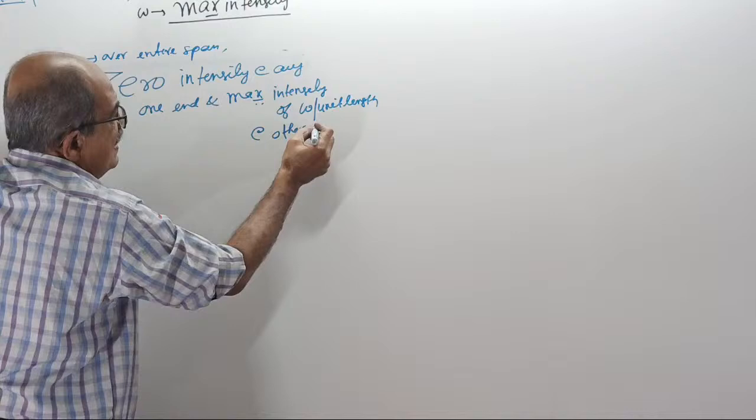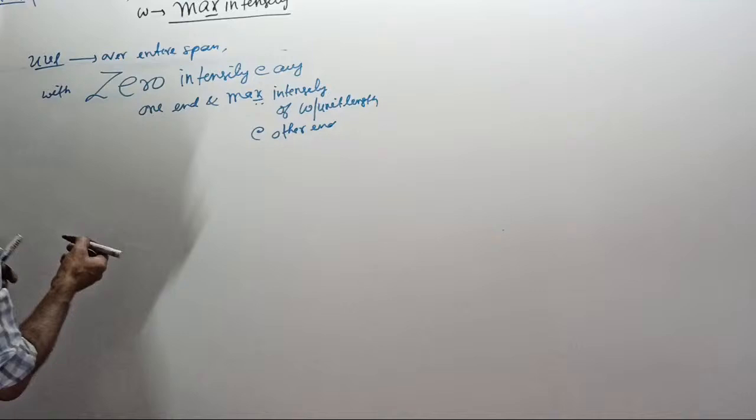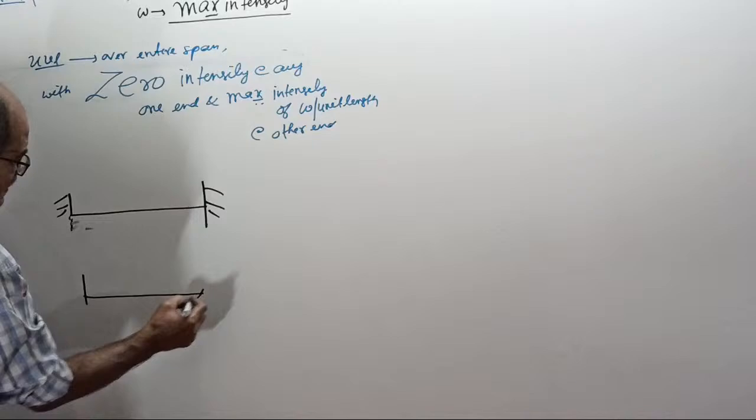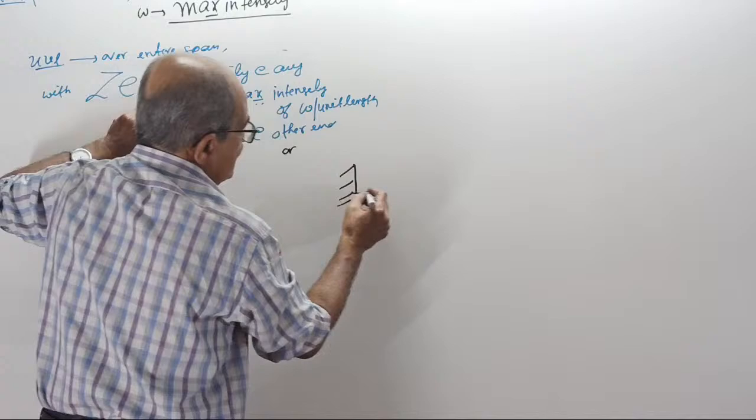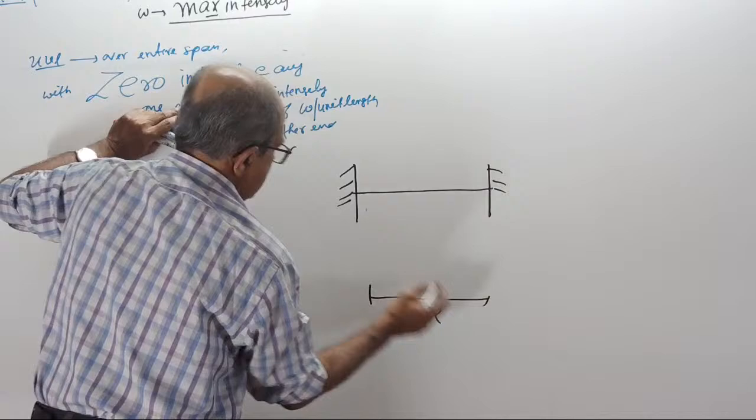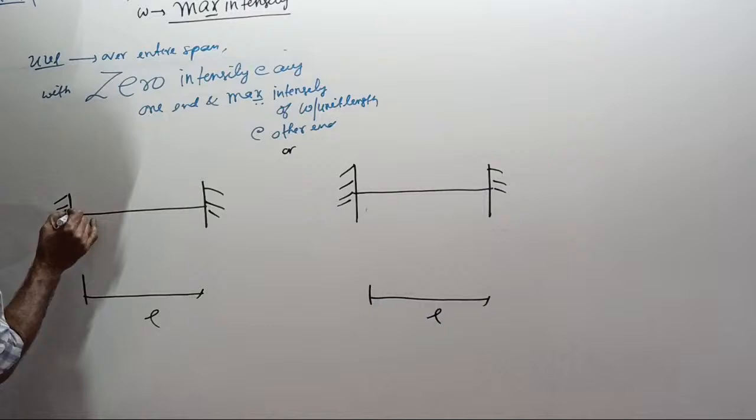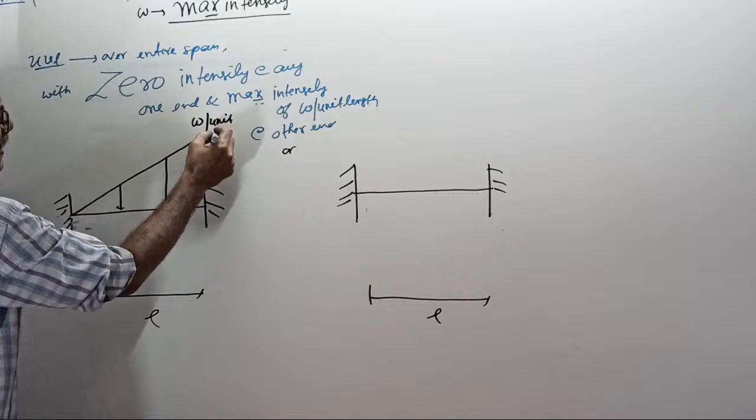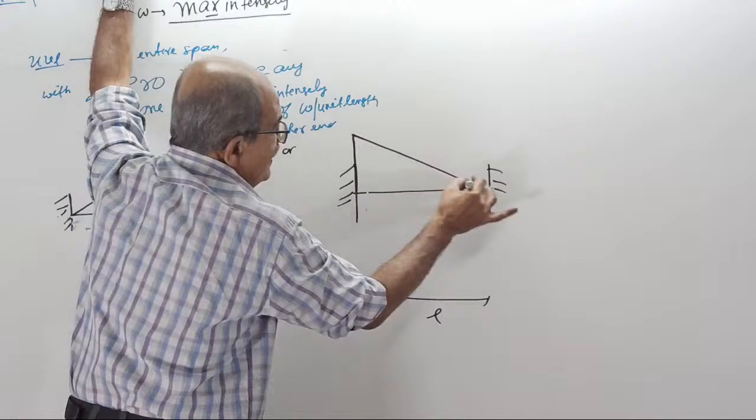If I write the sketch here in the black color, span L. Now see, here, zero at any side, imagine zero here and maximum this way. Zero at one end, maximum at the other, W per unit length. Or it can be this way, W per unit length.